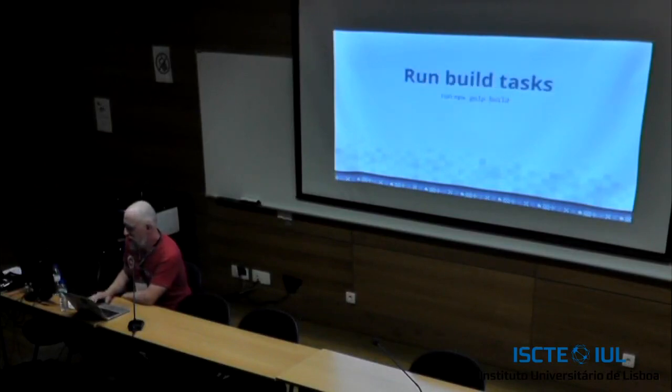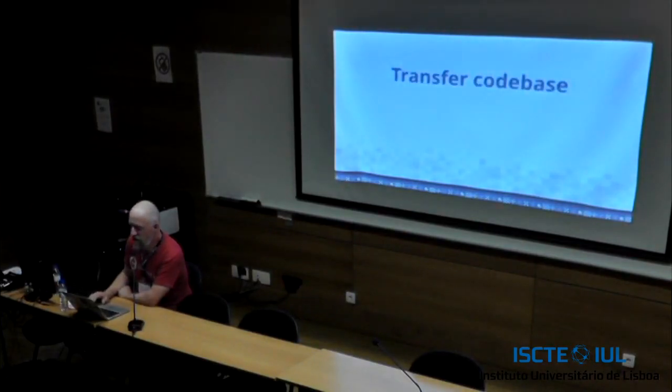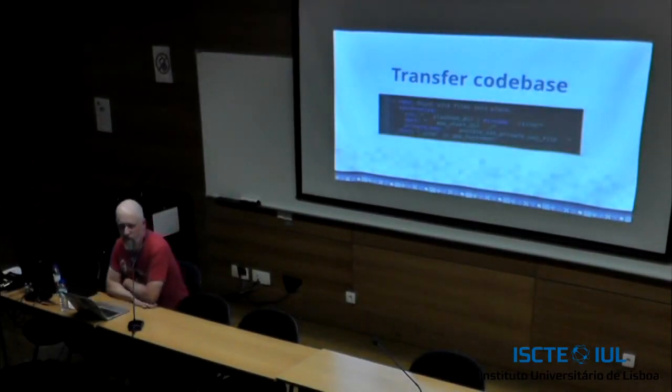So just a few more of these Ansible tasks. Running, for example, npx gulp build, it just looks like that. This is the same one I showed you earlier. Again, it's just running the command exactly the same way that you would if you typed it in on the command line. Transferring the code base, again, for the purposes of demonstration, I'm just using Ansible's wrapper around rsync, called synchronize. And it does what you'd expect.